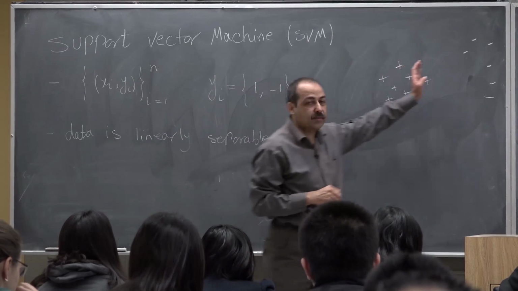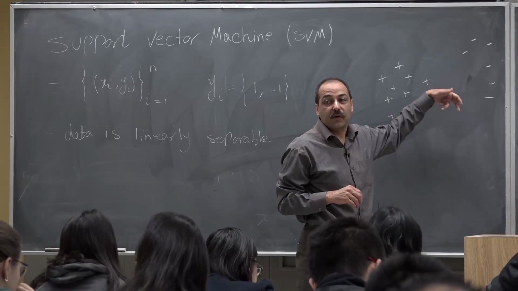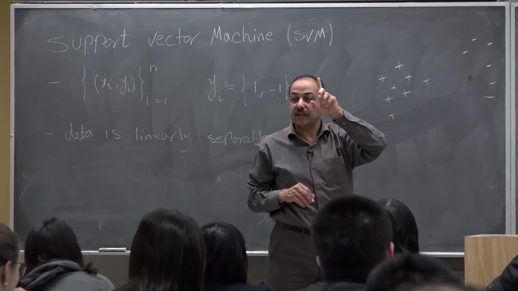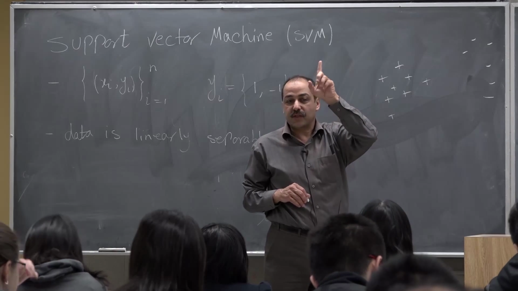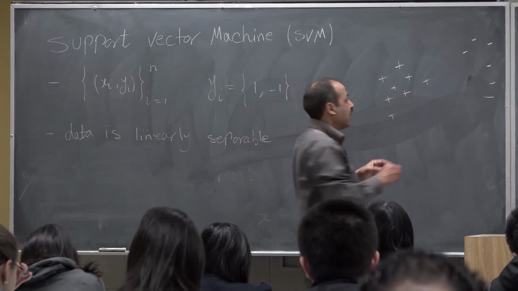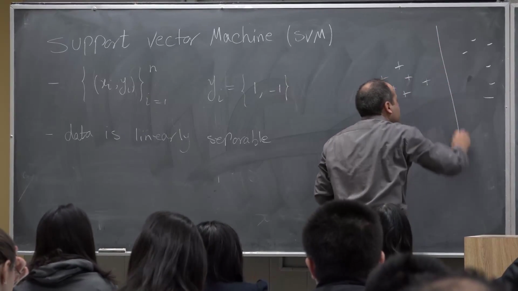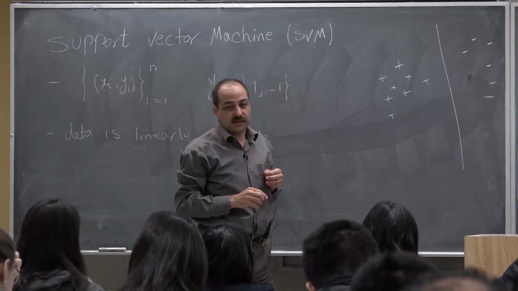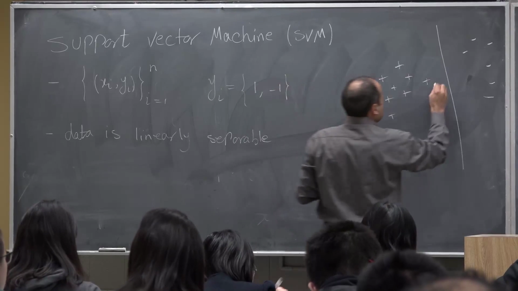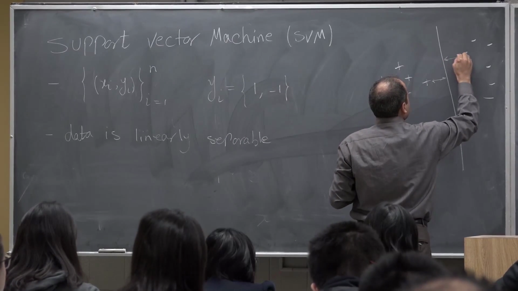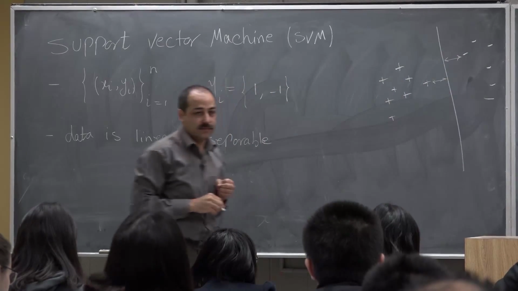We learned in perceptron, perceptron is going to find one of those. But in support vector machine, we are interested in a unique solution. Among all of these possible solutions, we are interested in the solution which has maximum margin, meaning the distance of this decision boundary to both classes is maximum.